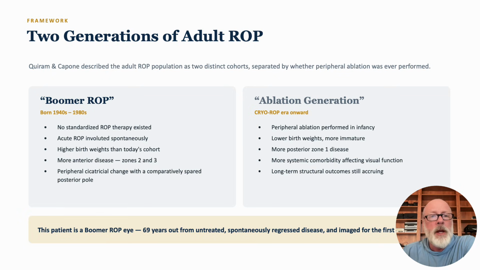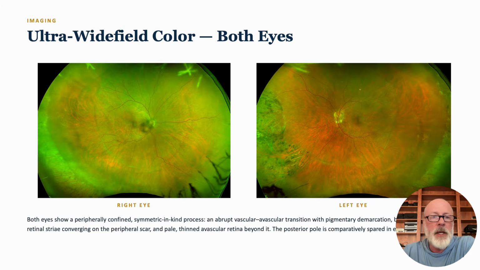Now, when we think about adult ROP, we have to break it down into two real generations of patients. There's the boomer ROP, and these are patients born between the 40s and the 80s. At that time, we really didn't know that cryotherapy or laser ablation was needed for certain stages of ROP. They were born with higher birth rates, oftentimes exposed to oxygen and higher concentrations of oxygen than we utilize now. Then there's the ablation generation, and in these patients, they're typically going to be lower birth weight, more immature retina, but more treated retinas. So you might actually see these patients come in with 360 degrees of peripheral PRP laser or cryotherapy.